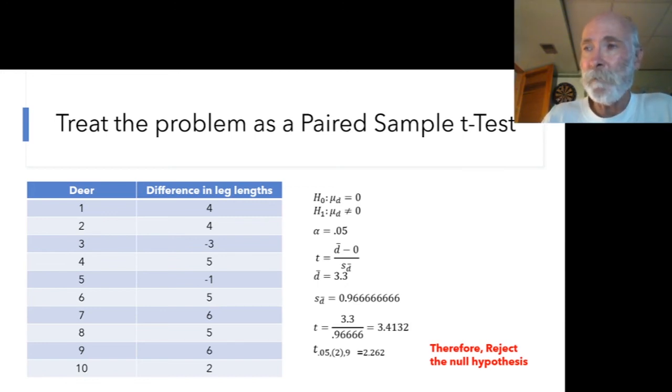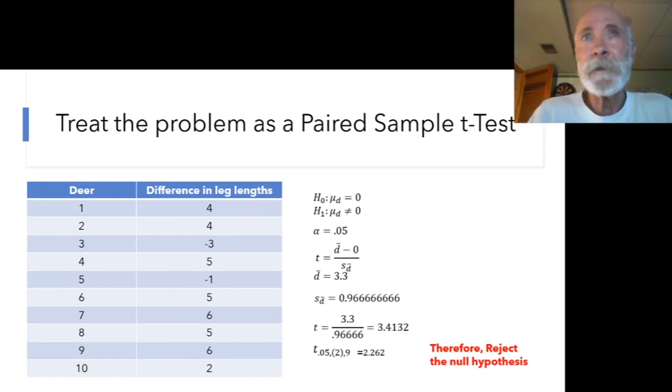Recognizing that the forelimbs and hind limbs are attached to the same animal. So now we have our 10 animals, and instead of looking at the individual leg lengths, we're looking at the difference between those limb lengths. Now our null hypothesis is that mu sub d, the mean difference, is equal to 0, versus the alternate that mu sub d is not equal to 0. We're going to use an alpha value of 0.05. Our t-statistic now is d bar minus 0 divided by the standard deviation of the means, or the standard error of the mean.